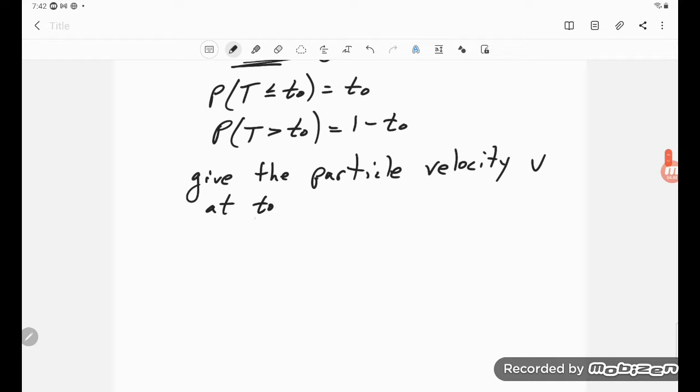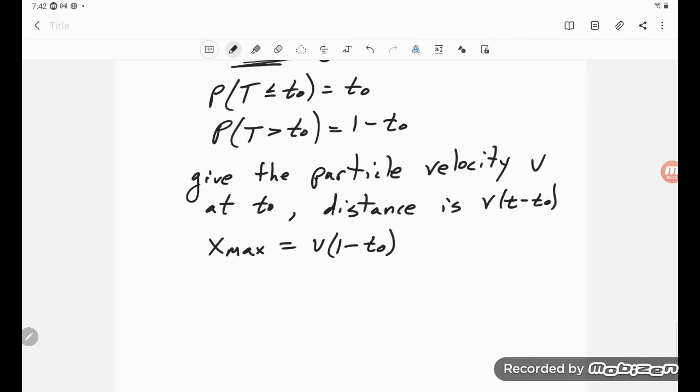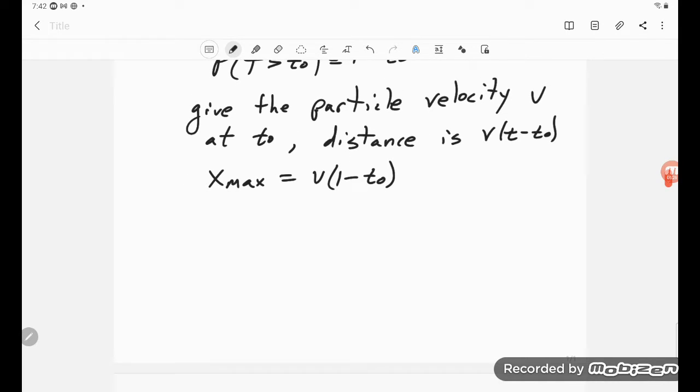And so then it makes its way, and the distance is v times (t minus t0). Okay, and so the x max is going to be when little t equals 1, so v times (1 minus t0). That's the largest it can be.